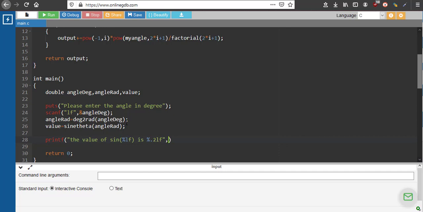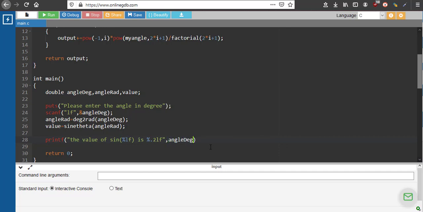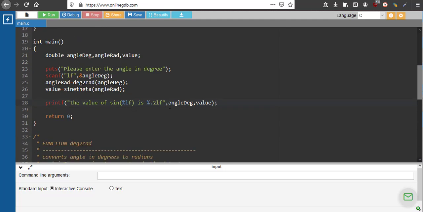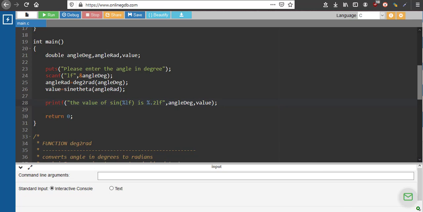So first is input, angle degree, comma output value. Right. I hope this is clear. So now we will run this program. Let's see if there are some errors or something. So okay, here there is a percentage sign. I missed it.